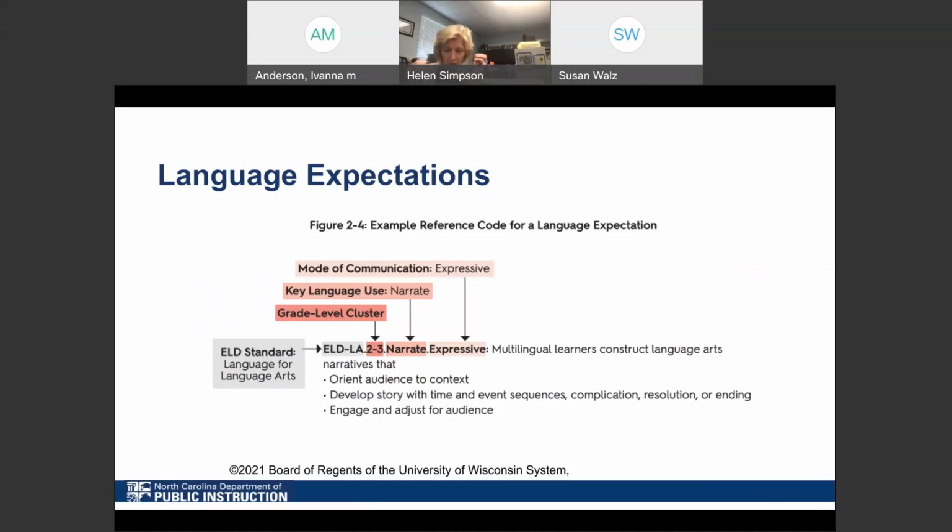So let's stop for a minute and think about that. It says that the mode of communication is expressive. What is the expressive domain? Would someone like to unmute who has done the module and learned what WIDA is now calling the expressive mode of communication?